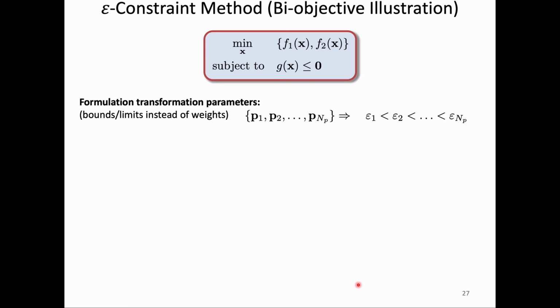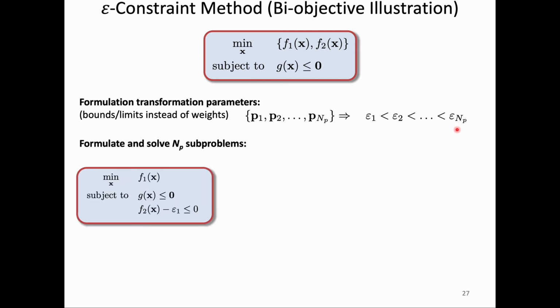The formulation transformation parameters, instead of objective function weights, are going to be bounds on the constraints that used to be objective functions. So we need a set of bounds, and we need NP different values for bounds if we want NP non-dominated points to result. So this will allow us to formulate and solve NP subproblems. Here's the first subproblem. Here we're choosing f1 as the objective function.